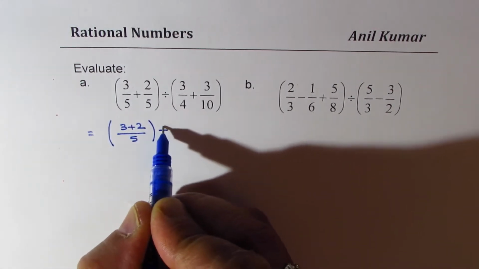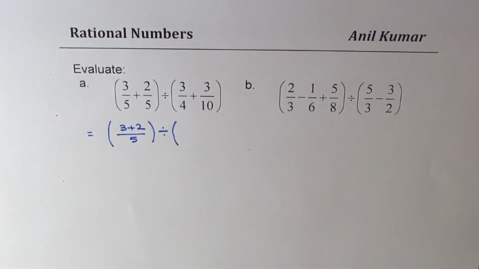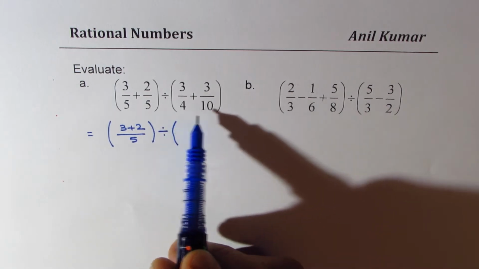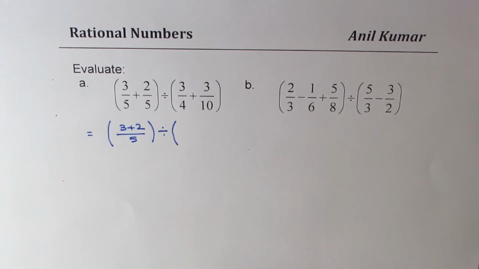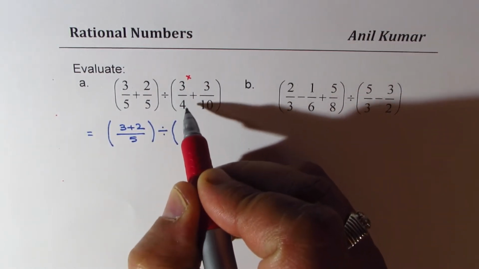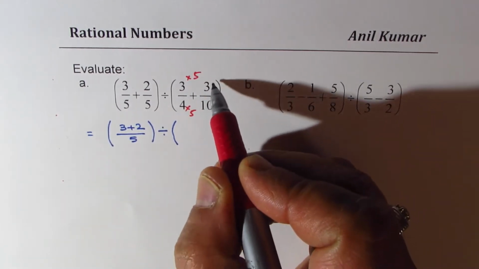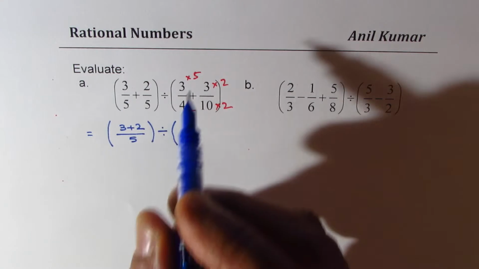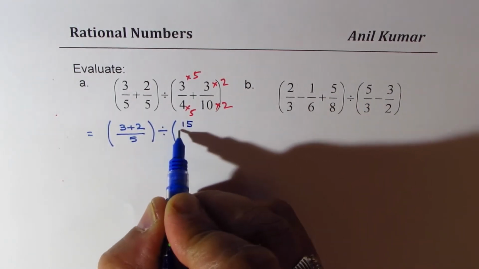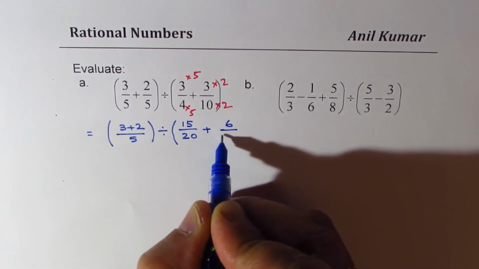And on the other side, we have divide by, here the denominator is 4 and 10. So we have to get the lowest common denominator. Now between 4 and 10, 20 is the lowest common denominator. To make this 20, I will have to multiply these by 5, right? Both numerator and denominator. As far as 3 and 10 is concerned, we'll multiply by 2s. So once we do that, we get 5 times 3 as 15 divided by 20 plus 3 times 2, 6 divided by 20.